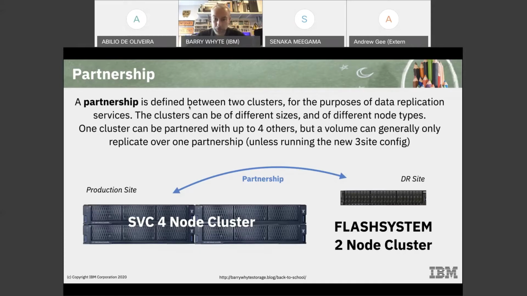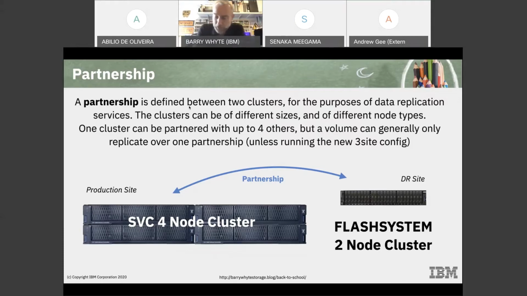So the MetroMirror and the GlobalMirror. Usually you would only have two systems in a partnership. You can have a single source system or a single target system and have multiple clusters partnered into it. But at any given point, a volume is usually only in a relationship that is between one partnership.